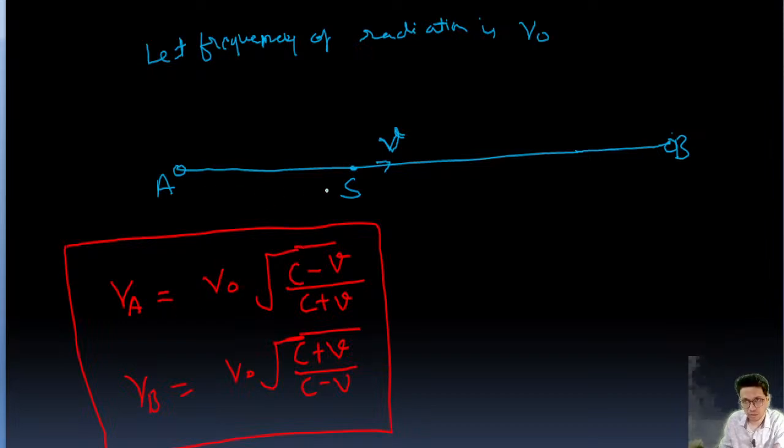If the source is moving away, then the formula is going to be nu 0 root of C minus V upon C plus V. First there would be minus. If it is approaching or moving towards B, then nu B equals nu 0 root of C plus V upon C minus V. In the numerator it will be plus for approaching, and minus for going away. Now it is very simple, you can easily solve it. So this is the formula, guys, and V is the velocity.